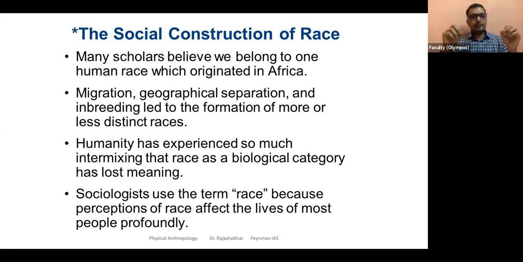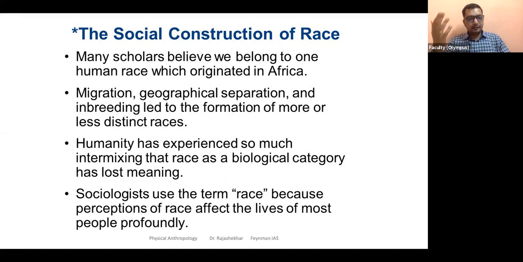Okay, geographical separation. So we moved away from each other, separated from each other, and inbreeding, and then they married. There was exchange of genetic information within them. So this led to more accumulated changes in us, which are maybe referred to as races. So migration, geographical separation, and inbreeding led to the formation of more or less distinct races. So this is probably what had happened.